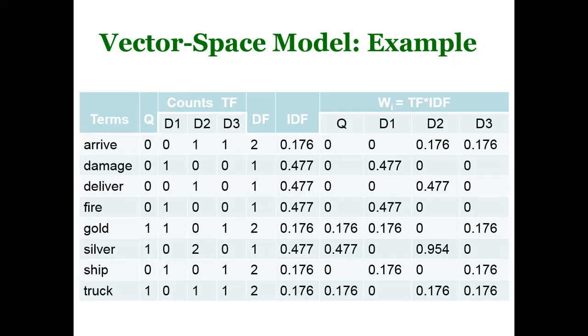Finally, the query is represented by 0.176 based on the terms that are extracted from the document. D1 is represented by 0.0477, 0.477, 0.176, 0.0176, 0. Then we are calculating the similarity between the query using its vector against D1 using its vector, D2, D3.